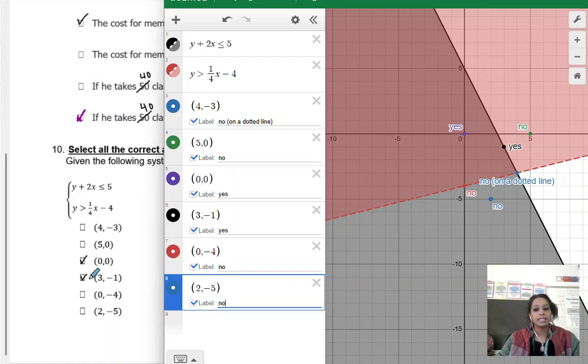That's the review for the test. And the whole test, how long did it take me? About 20 minutes to do.